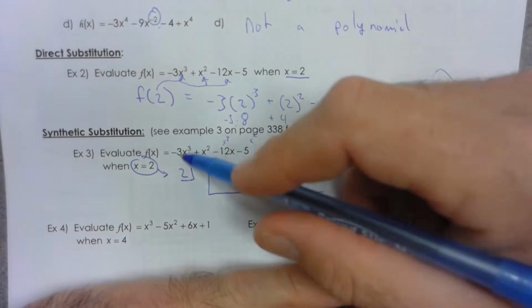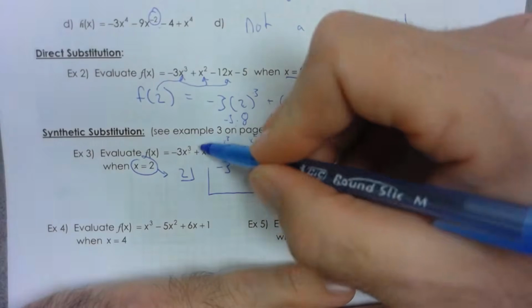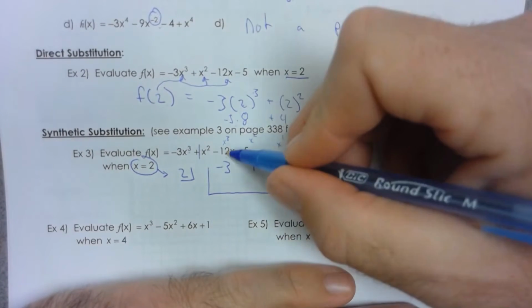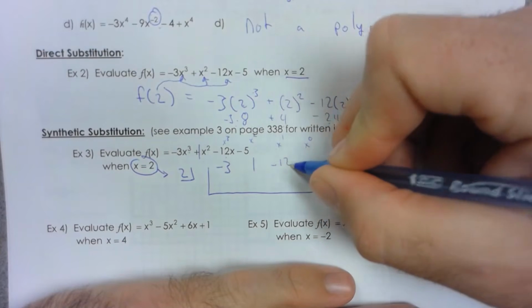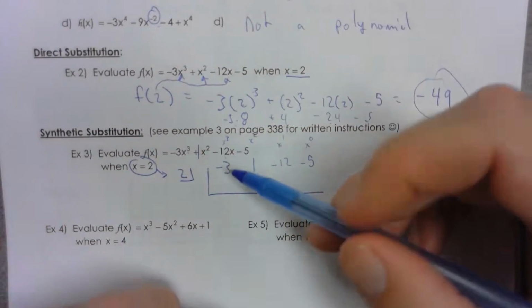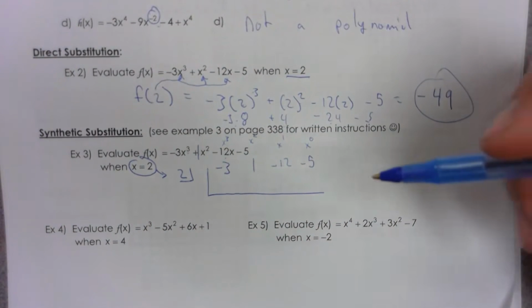I put my coefficient for x cubed in here. We need a column for the x squareds. The coefficient of x squared is 1. Column for my x to the first, we got a negative 12. And column for my constants, negative 5. I just write those down. I don't need to put the x's next to them. You could if you wanted, but it's a waste of time.